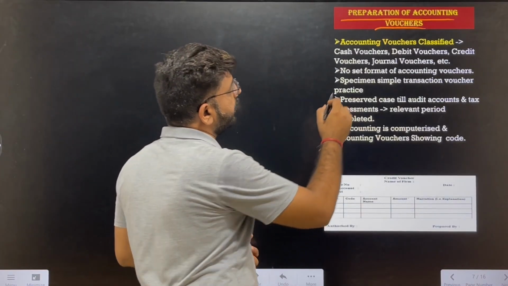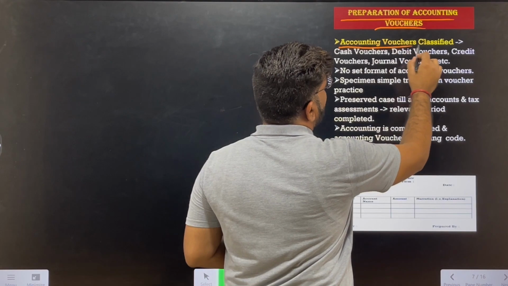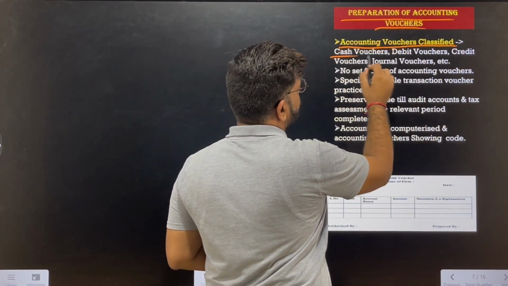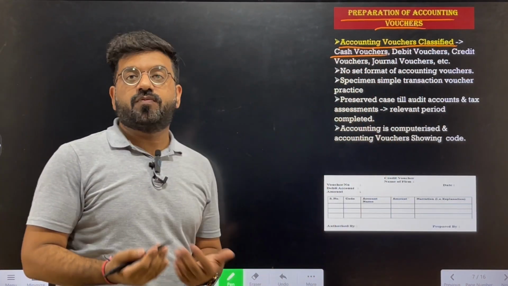So what are the source documents? Source documents are basically the vouchers. So now let's see how the vouchers are prepared. Accounting vouchers are classified as cash vouchers. There are different types of vouchers.